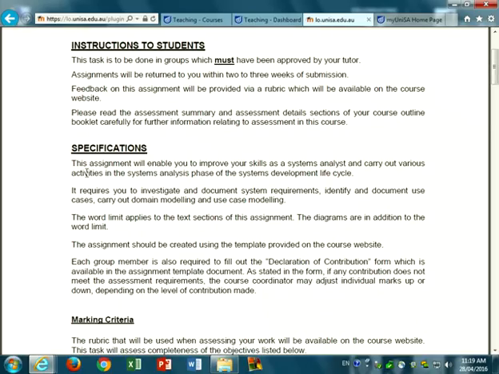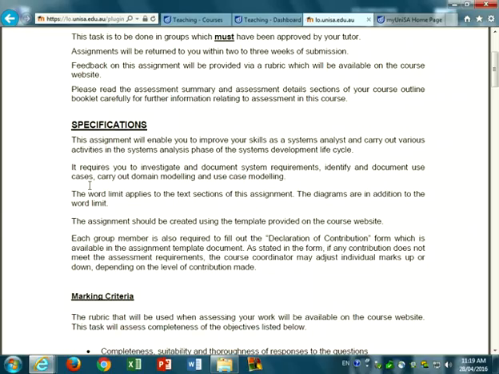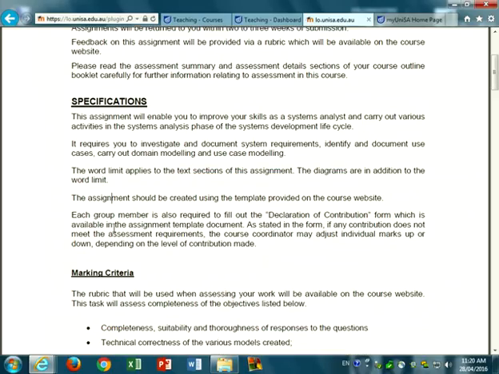So specs, basically think about your role as a systems analyst. I'll be getting you to basically do a whole bunch of activities in relation to what we've been doing throughout the course, and you'll be coming up with a pretty good specifications document for a particular system. So we need to look at and document system requirements. You need to look at use cases, do some domain modelling as well as use case modelling. So as I've said here, the word limit applies to the text sections of the assignment. The diagrams are in addition to the word limit.